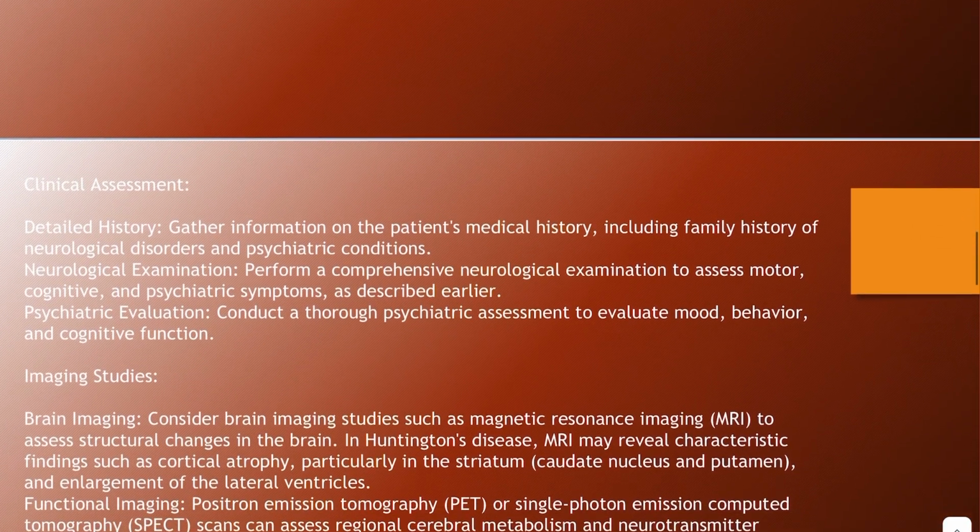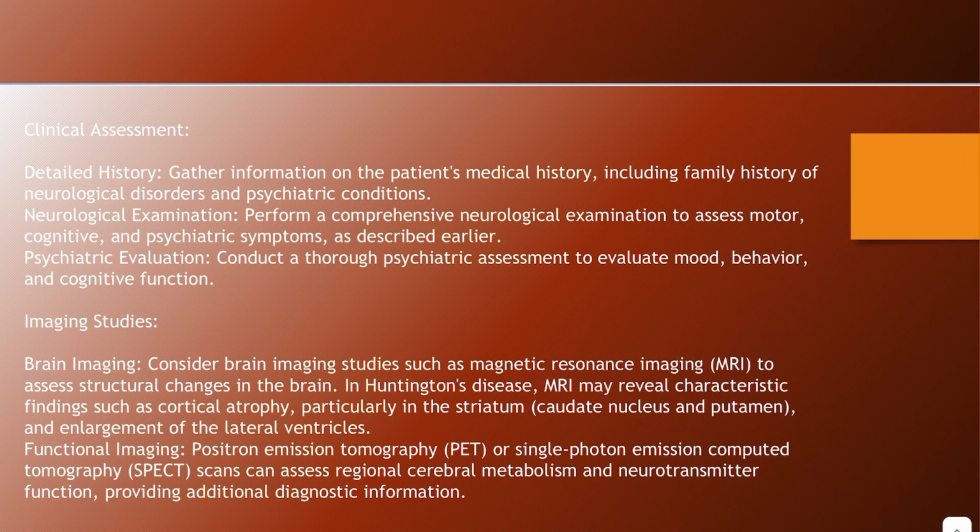So how will you assess the patient further? Obviously we want to take a detailed history. If it comes during the consultation, you want to take a detailed history, so we want more information about the medical history, any family history, neurological disorders, and psychiatric conditions. And the neurological examination I have already discussed in detail. We would like to perform a comprehensive neurological examination to assess the motor, cognitive, and psychiatric symptoms. And psychiatric evaluation is also important, to evaluate the mood, behavior, and cognitive function.